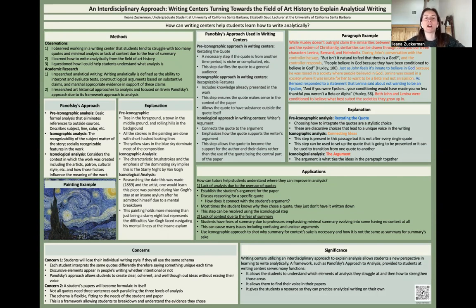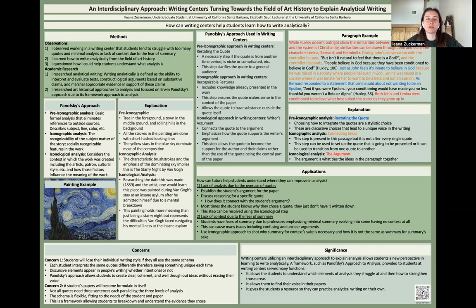I work in my school's writing center, and I noticed that students tend to struggle with two main areas when it comes to analysis. Either students have a lot of quotes and very little analysis, or they have good analysis, but it's situated in very weak context and quotes. I turned towards the field of art history because that's how I learned how to write analytically.